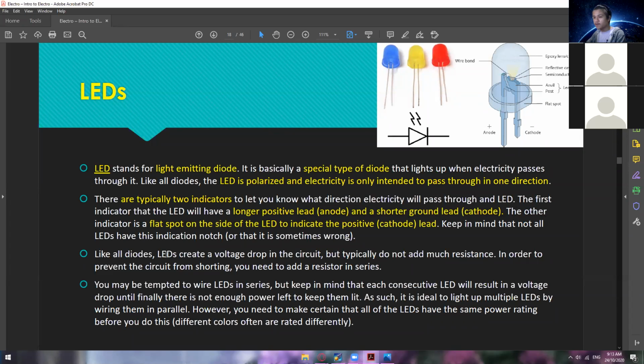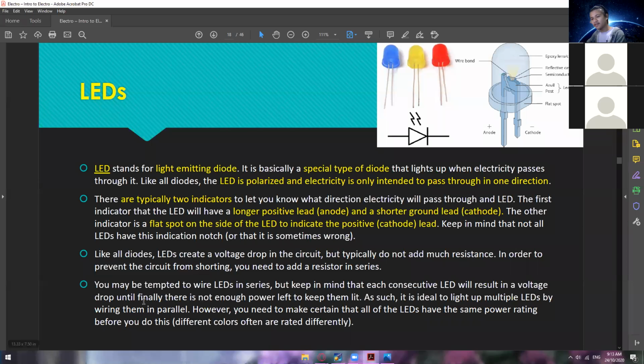So like all diodes, LEDs create a voltage drop in the circuit, but typically do not add much resistance. So in order to prevent the circuit from shorting, you need to add a resistor in series. So it is always advisable that if you have an LED, it must have a resistor beside it.